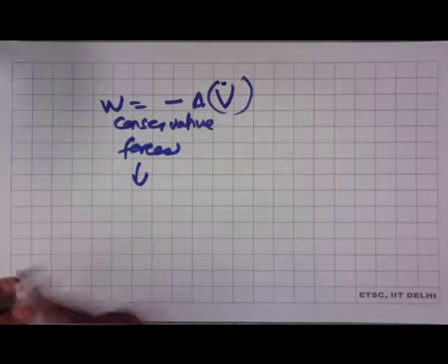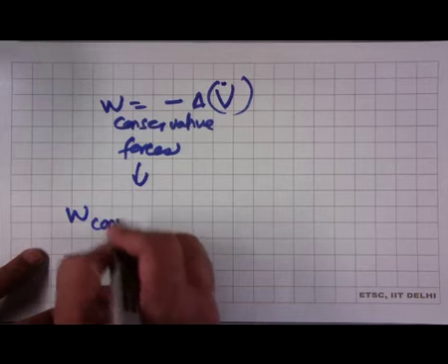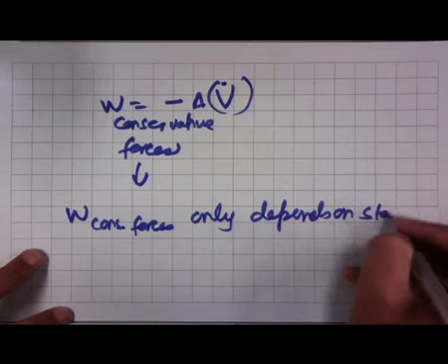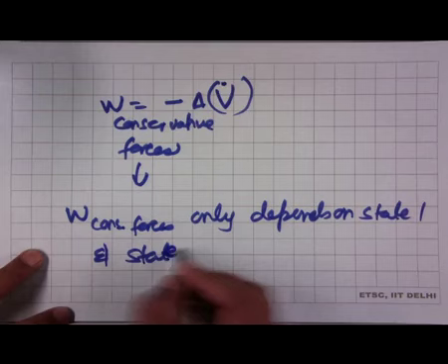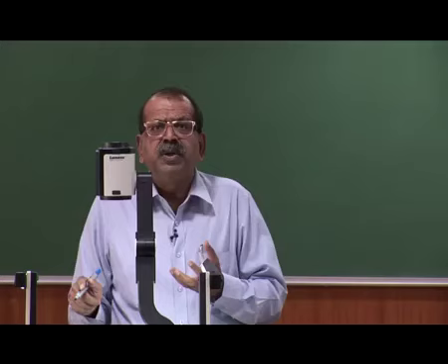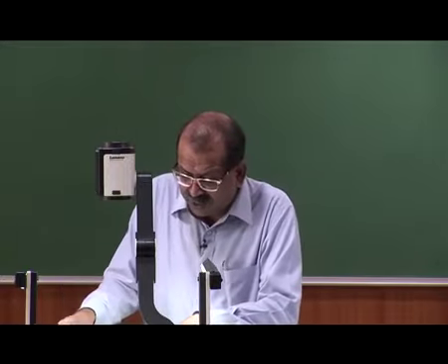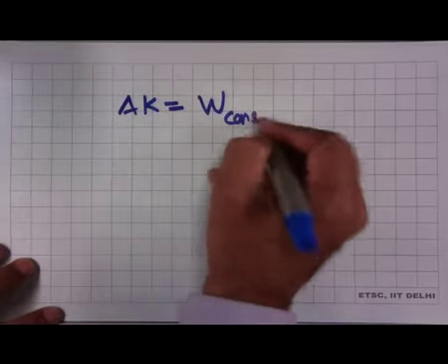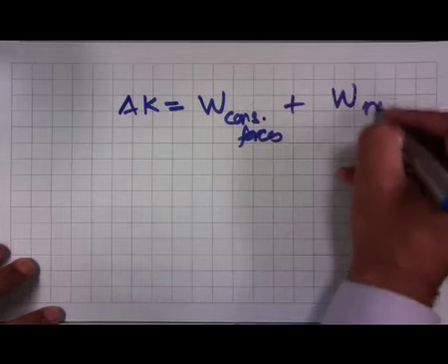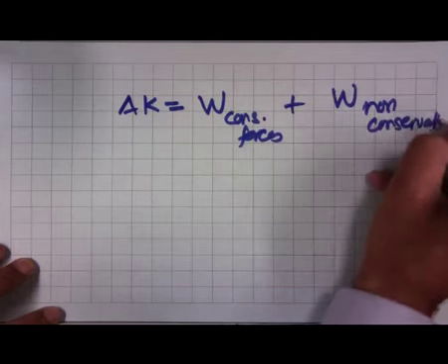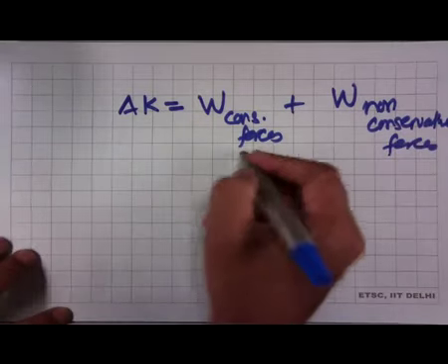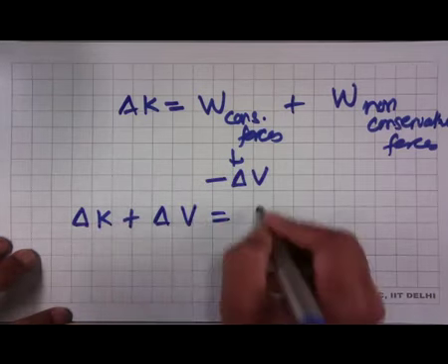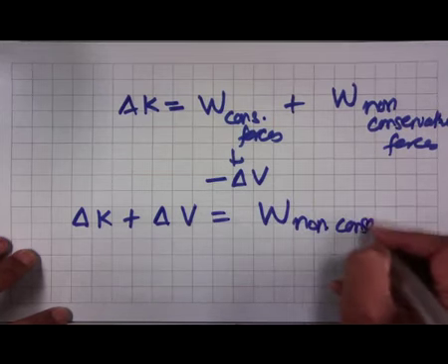Now, the usefulness of these conservative forces is that the work done by conservative forces only depends on state 1 and state 2, and it does not depend on the path taken between 1 and 2. So, let us come back to the work energy equation: delta K is equal to work done by conservative forces plus work done by non-conservative forces. And the work done by conservative forces can be written as minus delta V. So, this gives us delta K plus delta V is equal to the work done by non-conservative forces.